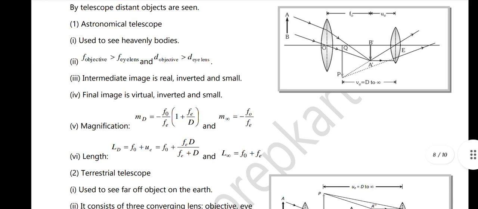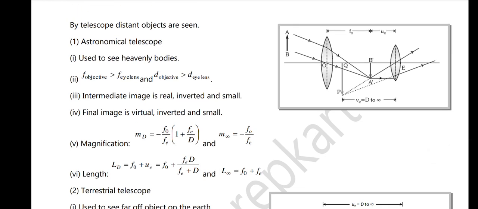And here in this image you can see where from where to where it is f naught. From the first lens to the point where the rays meet, it is f naught, and from that point to the second lens, it is u_e, and the whole line is the length.